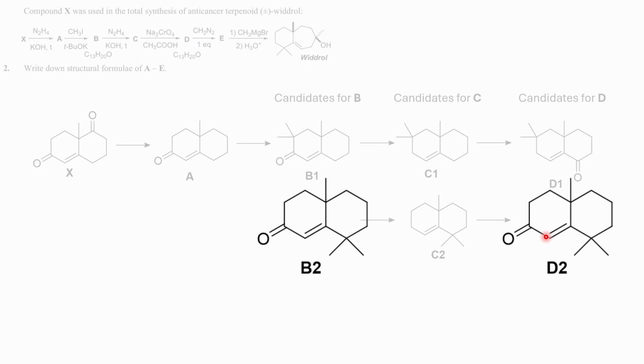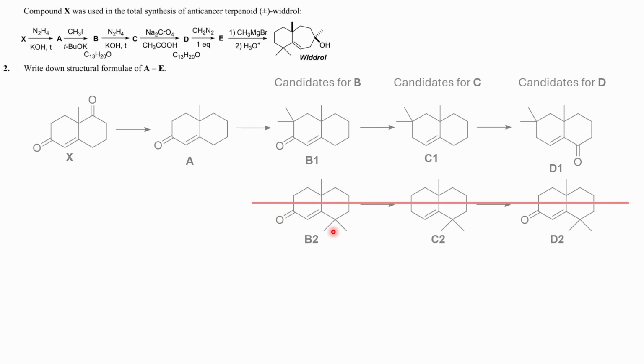But this B2 and D2 are actually the same thing, right? D2 is exactly the same as B2, so there is really no point in doing this. So we eliminate this pathway. And as for D1, what we can do is to speculate about the possibility of this.